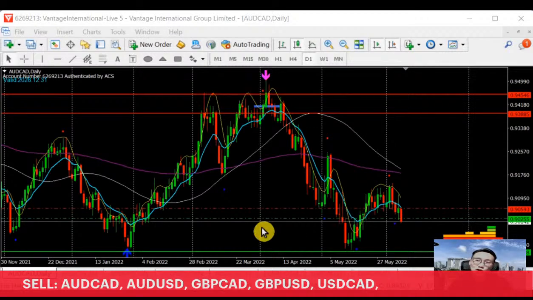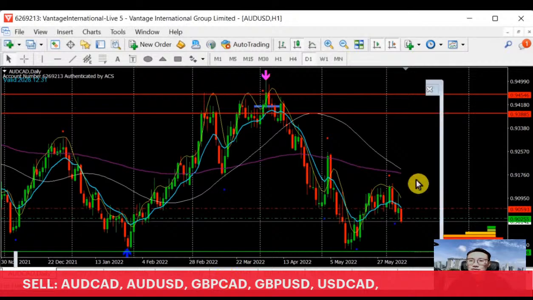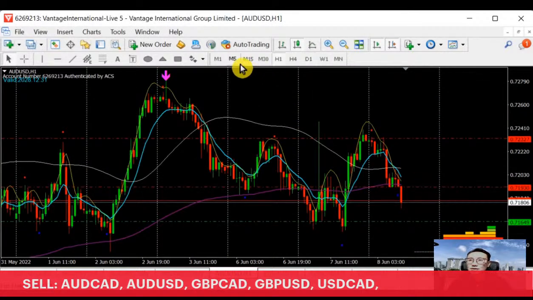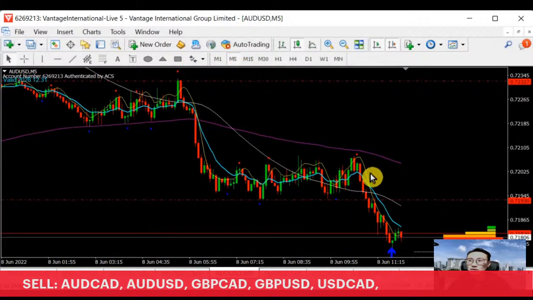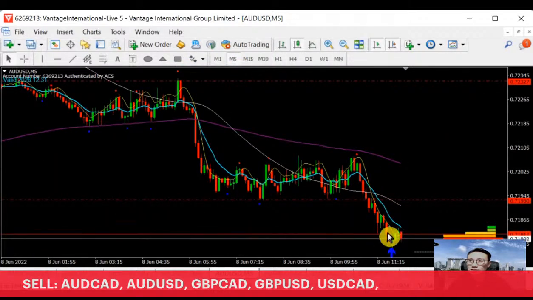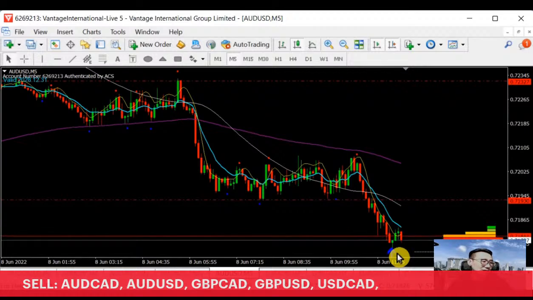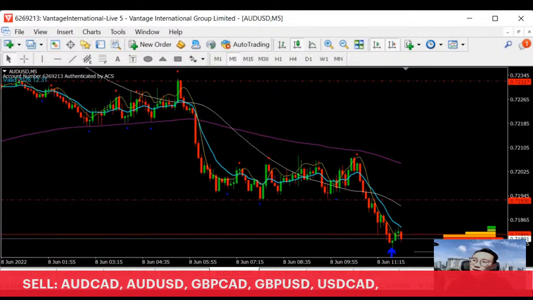Right now, for Aussie CAD and Aussie dollar over here, let's take a look. Aussie dollar, yeah, we are still struggling. You can see the volume is getting smaller, and the candles are getting shorter. It seems like it's getting slower because of the activeness of the market.